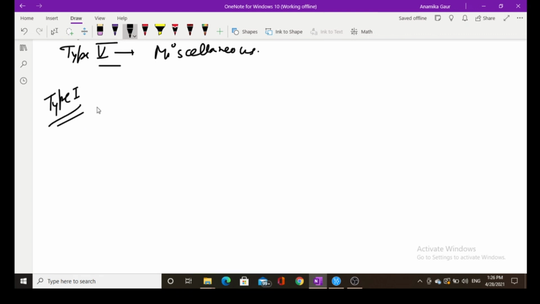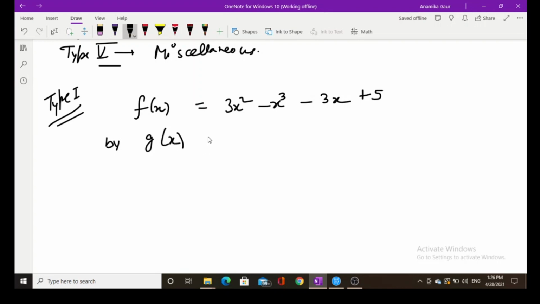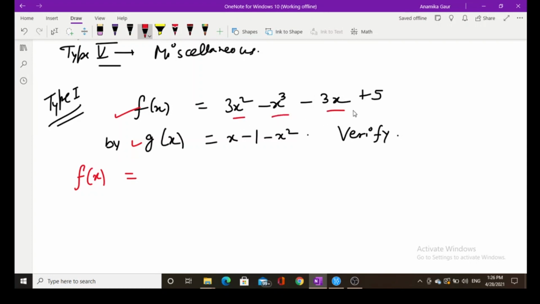So if we are given f(x) over here as 3x square minus x cube minus 3x plus 5, and you need to divide it by g(x), and you also need to verify this using the division algorithm. Okay, so how can we solve this question? First of all, we need to make f(x) and g(x) in the standard form of a polynomial. So how can we arrange these terms in a standard form?